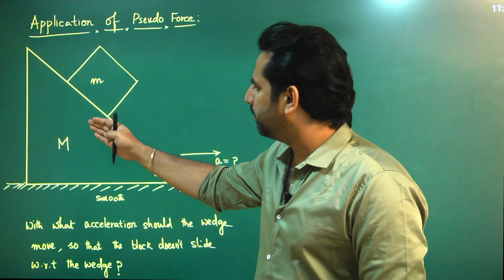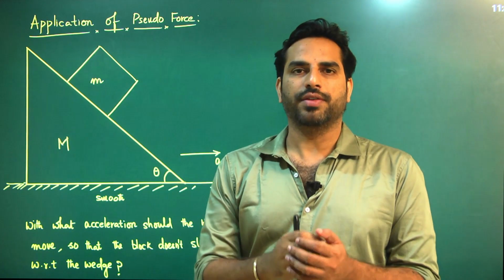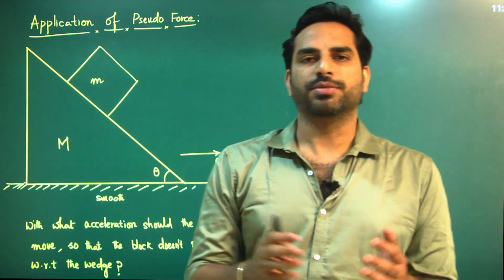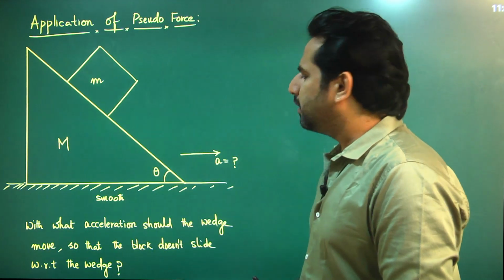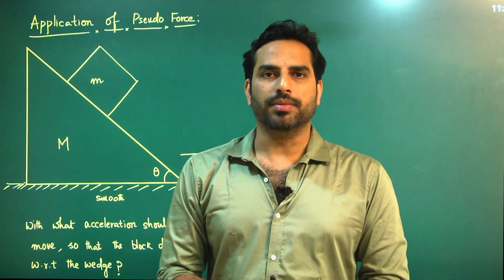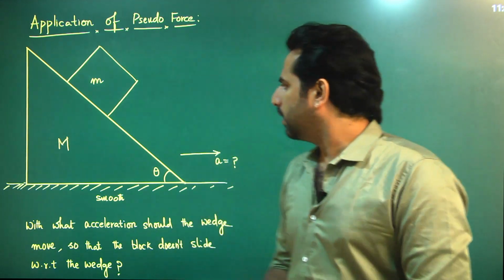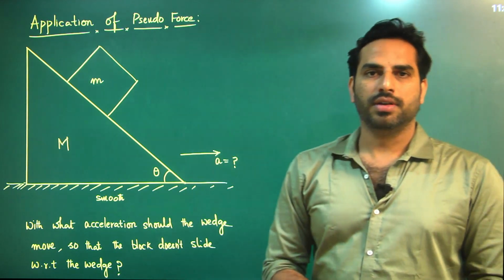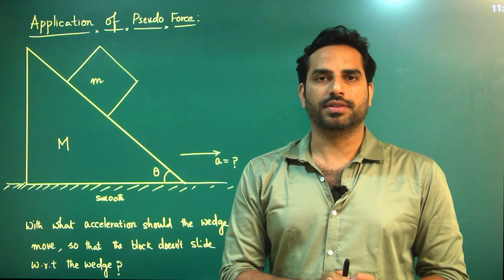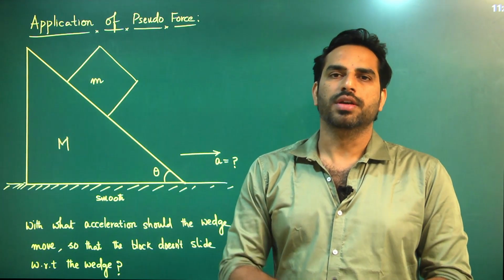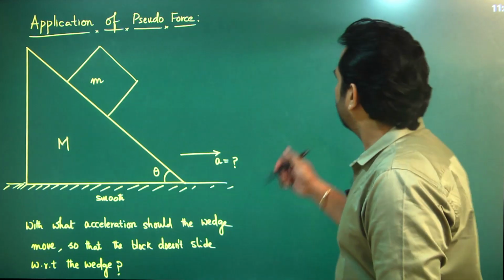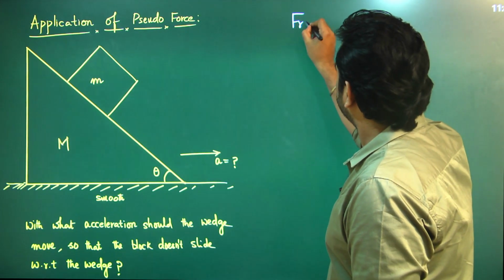There is no friction between the wedge and the block. All the surfaces are ideal, which are smooth, so we don't have to bother about friction. There are two different ways to approach this problem. Number one, we can work from the ground frame of reference. Because it is an inertial frame of reference, you don't have to bother about pseudo force. Let us see that first from the ground frame.